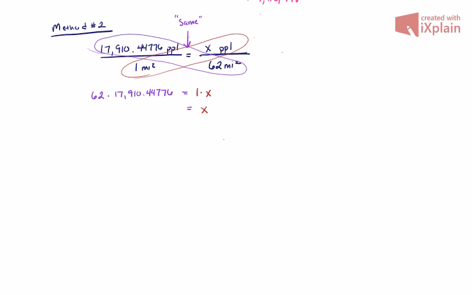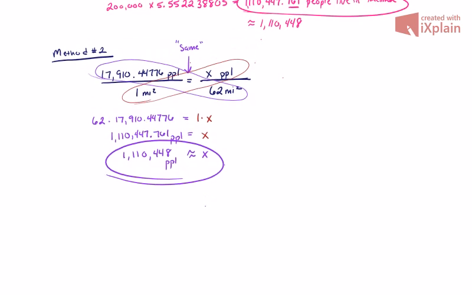And then we're going to hop back to our handy dandy calculator here, and we're going to do 62 times 17,910.44776. And my result is going to be 1,110,447.761 people. So we can say x is going to be equivalent to about 1,110,448 people.